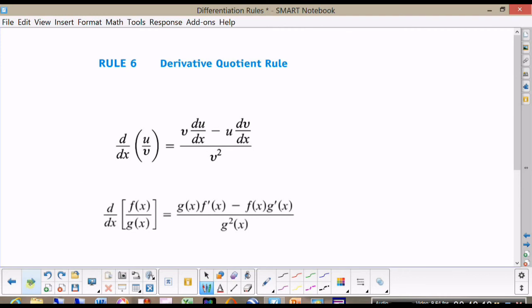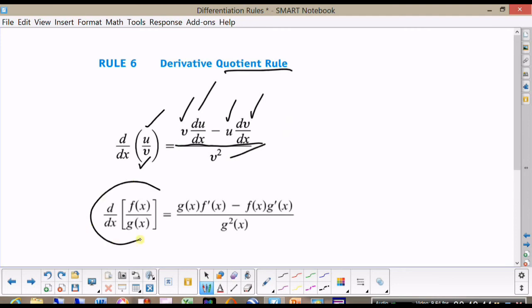The next rule that we're going to look at is called the Quotient Rule. This is where you have one function divided by another function. That rule says that the derivative is going to be the denominator times the derivative of the numerator minus the numerator times the derivative of the denominator, all divided by the denominator squared.